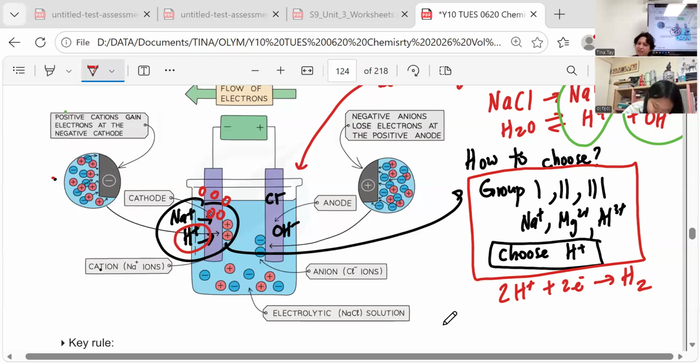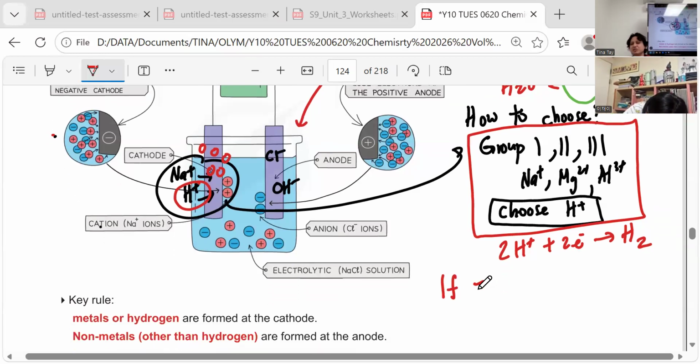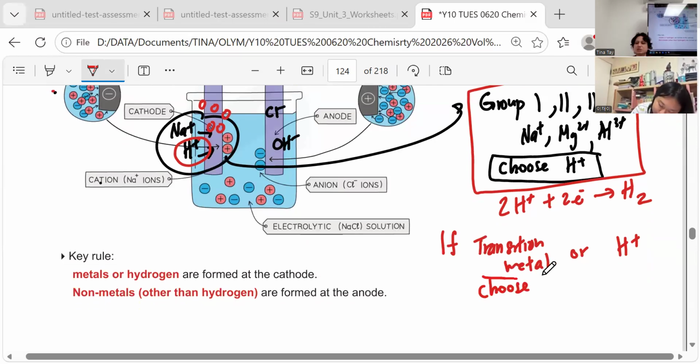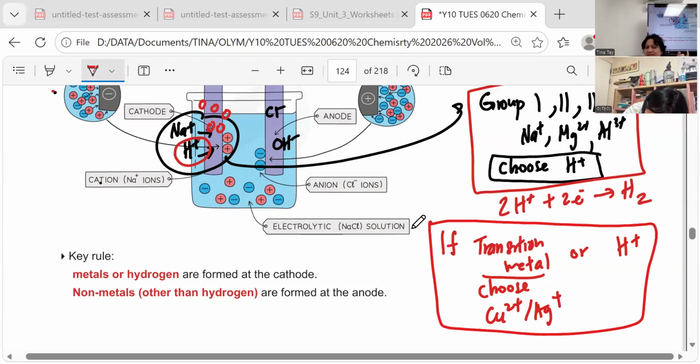Now, if it is transition metal. Do you remember what's transition metal? If transition metal or hydrogen, choose transition metal. For example, copper, silver. So if it's a copper ion and hydrogen, choose copper. If it's silver ion and hydrogen, choose silver. Get it? That's all. That's it.